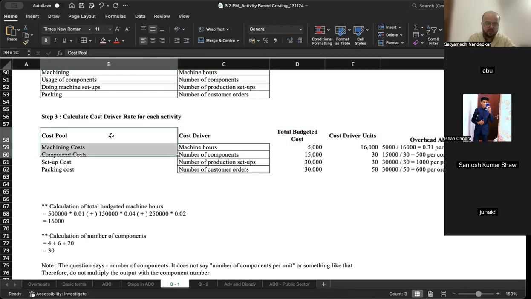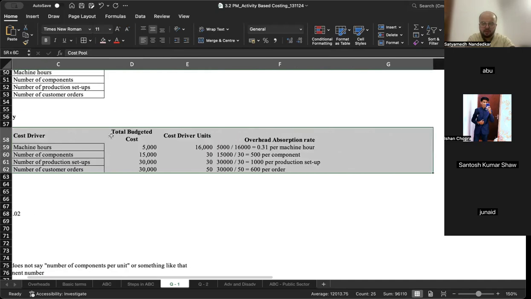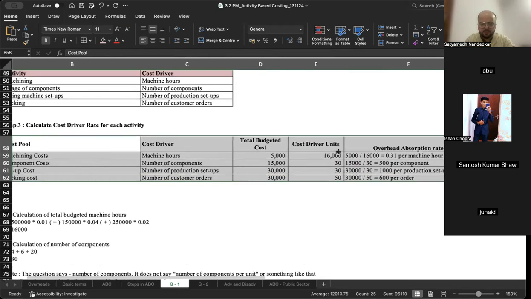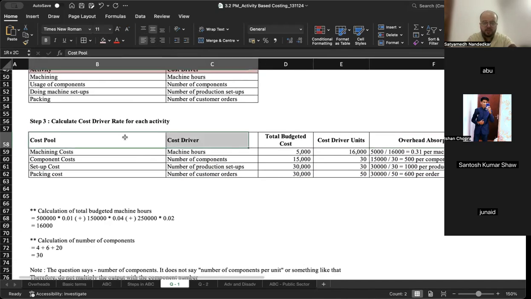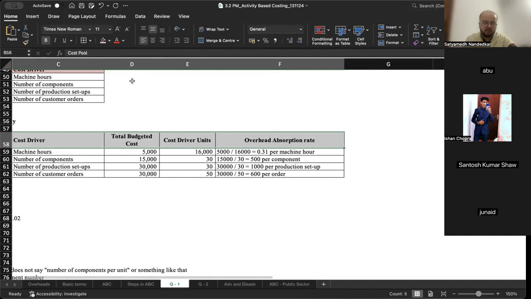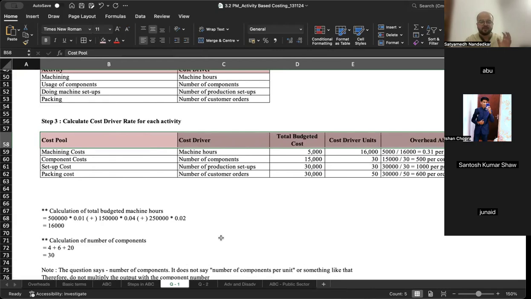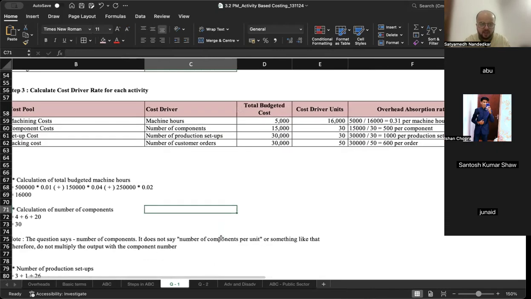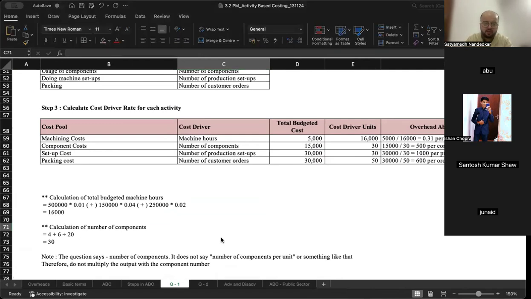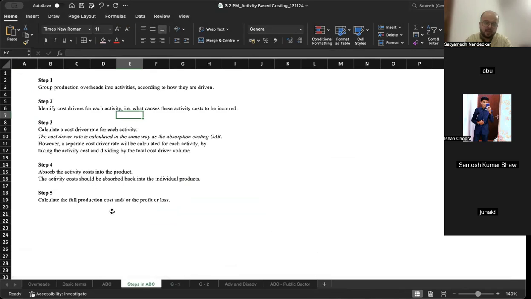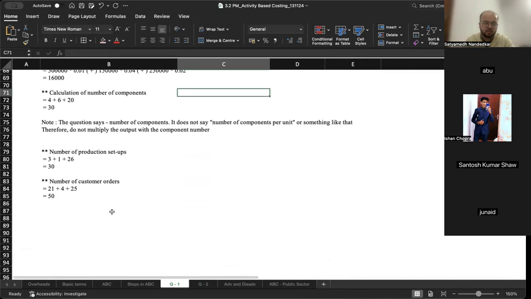Okay. So let me just complete the table. You will soon realize that I have a problem, and the name of this problem is OCD about formatting. Unless I get that format and everything right, I can't rest. Now this looks doable. I have my overhead absorption rate. I have calculated the cost driver rate for each activity. And what is the next step? The next step is absorb the activity cost into product.